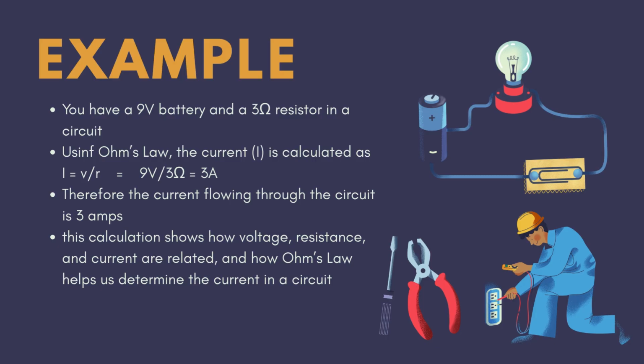Here's an example to help you understand better. If you have a 9-volt battery and a 3 ohm resistor in a circuit, you can calculate the current using Ohm's law, I equals V over R. In this example, I equals 9 volts over 3 ohms, which equals 3 amps. This shows how voltage, resistance, and current are all interconnected in a circuit.